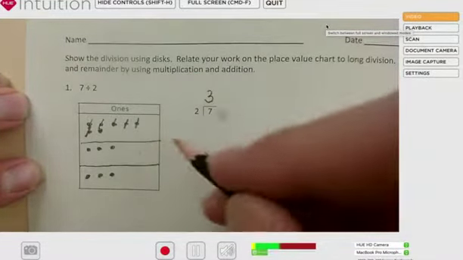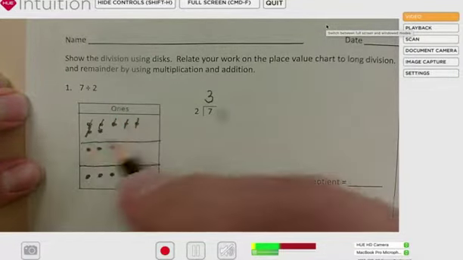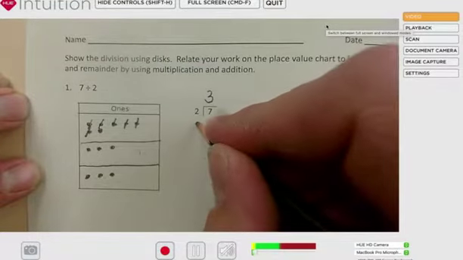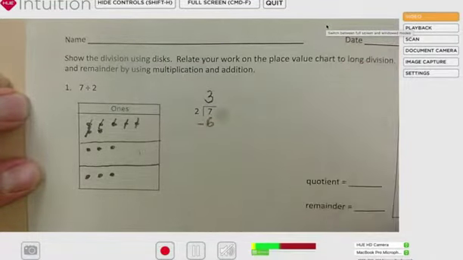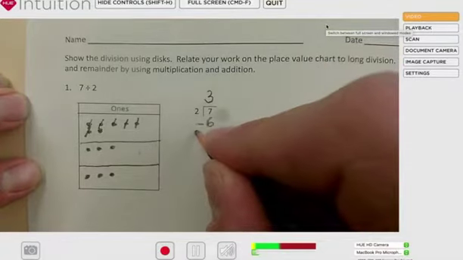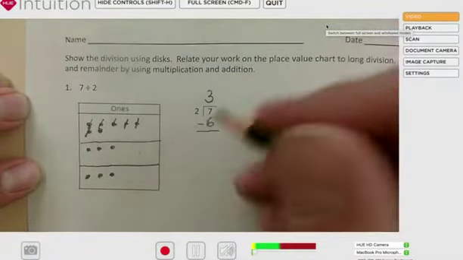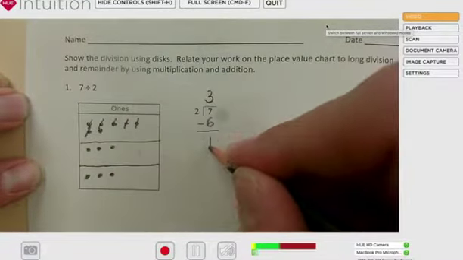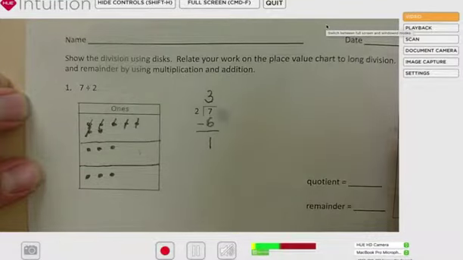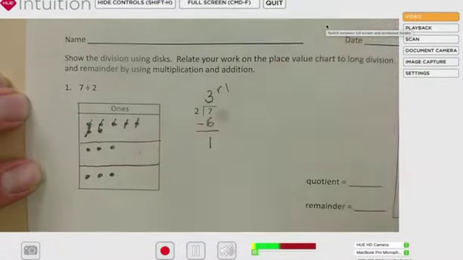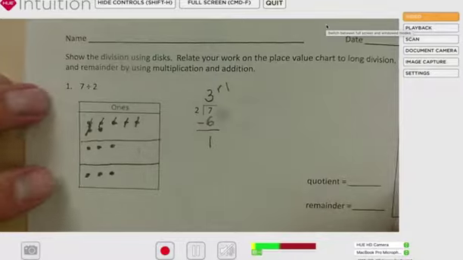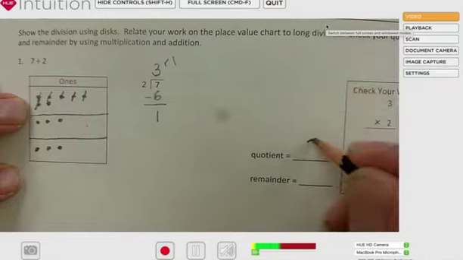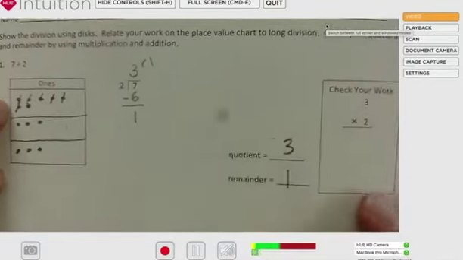Okay? Now, how many of the 7 have we used? All 7? Heck no. We've only used 6. So 7 minus 6. Oh, I should have a sharper pencil than this. This pencil stinks. So how many are left over? Oh, there it is. 1. That is our remainder. And we write R1. Please make sure you're doing everything that I'm doing. Okay? So over here, the quotient is 3 and the remainder is 1.